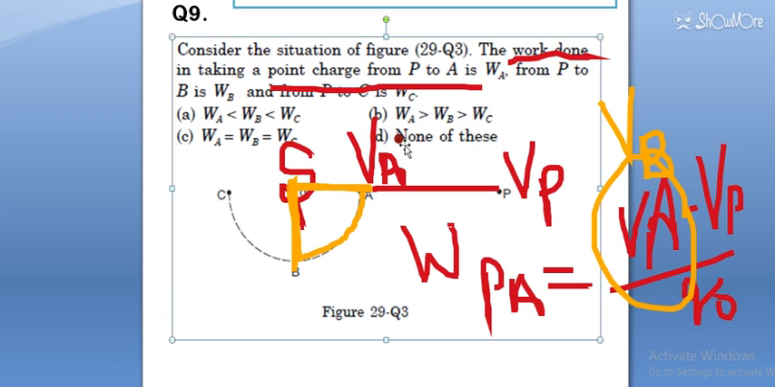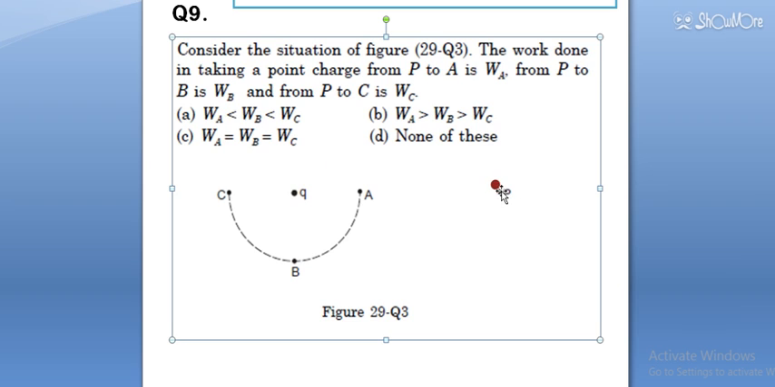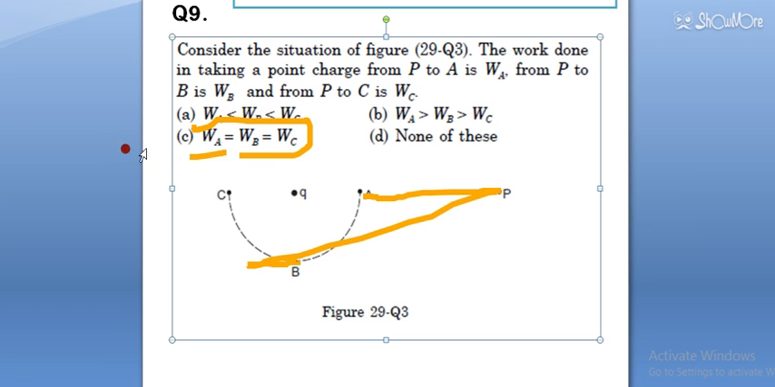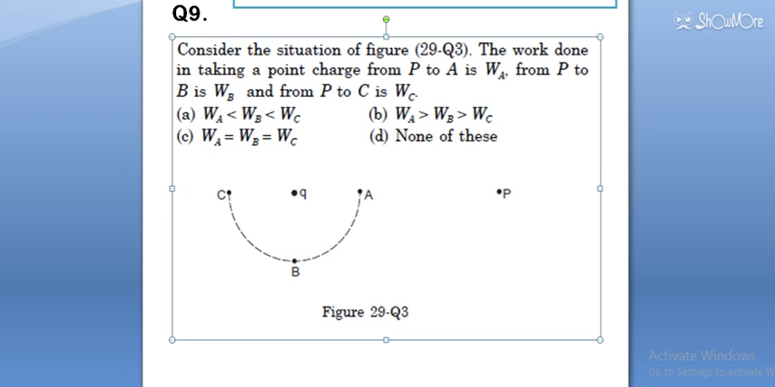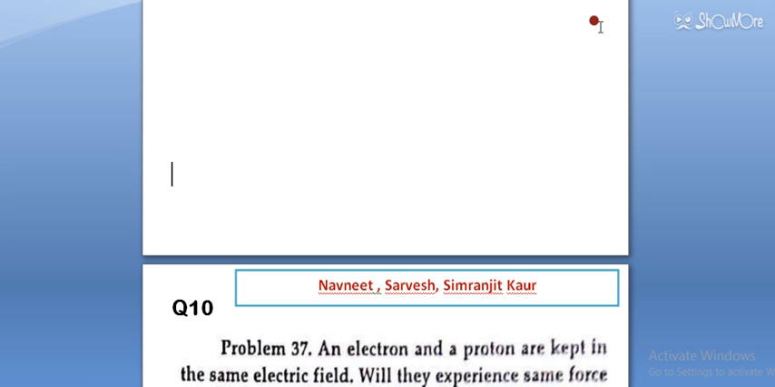That means the work done to A, to B, and to C is the same. So if we move the point charge from P to A, the work done WA is equal to the work done when we move the charge from P to B; it will be the same. So this will be the right answer for this question. Option C will be the right answer for question number 9. Students, in this video I will discuss 10 questions. In the next video I will also discuss some questions with you.